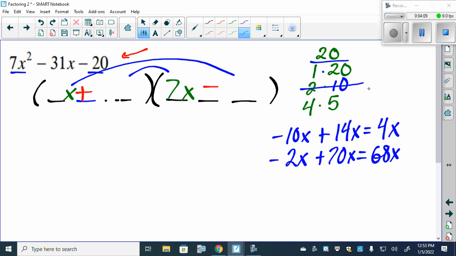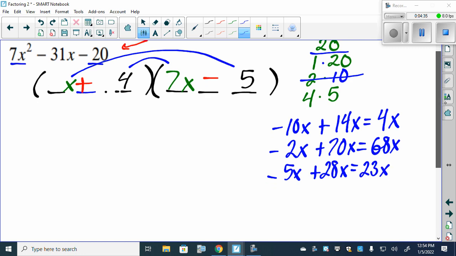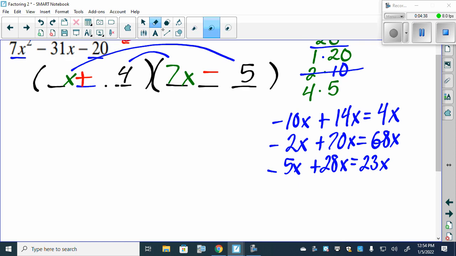Let's go with 4 and 5. 1 and 20 might be a little big. 4 and 5. And if we check this here, x times negative 5 is negative 5x. 4 times 7x is plus 28x, which gives us 23x. Yep, let's swap them again. Give it one more try, because those are a little bit closer than the previous ones.